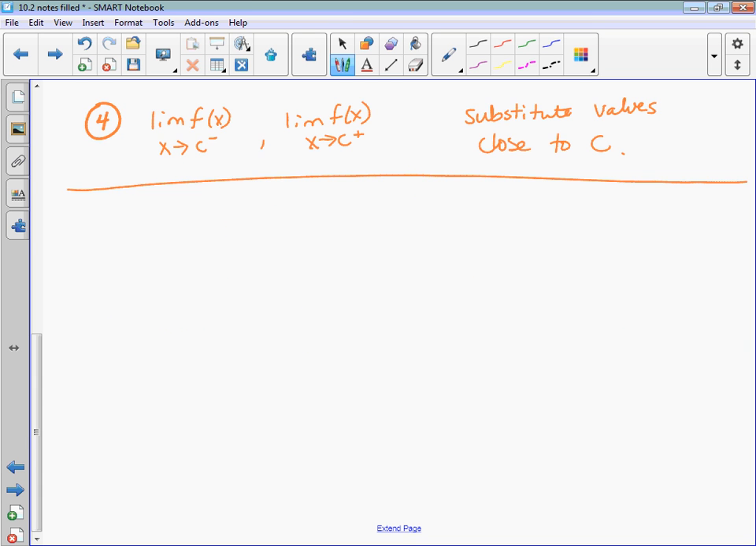All right, so a couple of other examples here. Let's say I've got the limit as x approaches 3 of the square root of x plus 1, minus 2, over x minus 3.